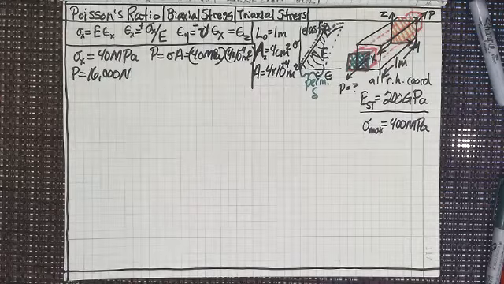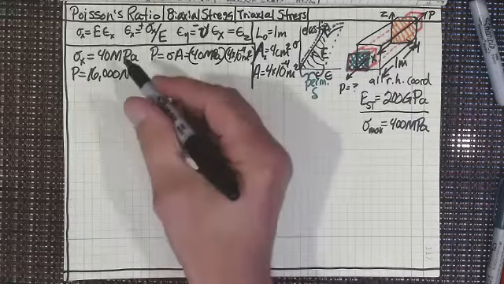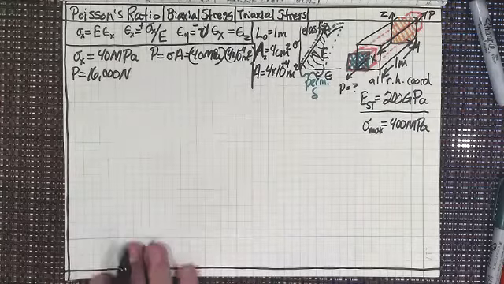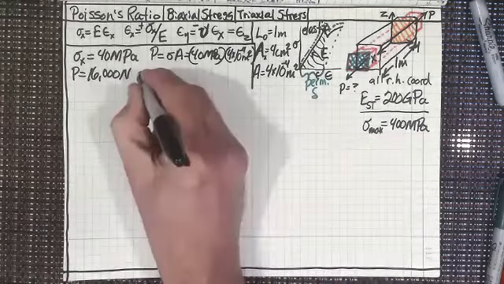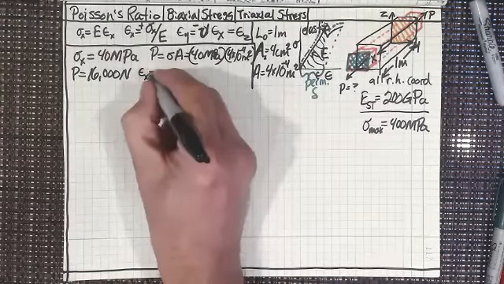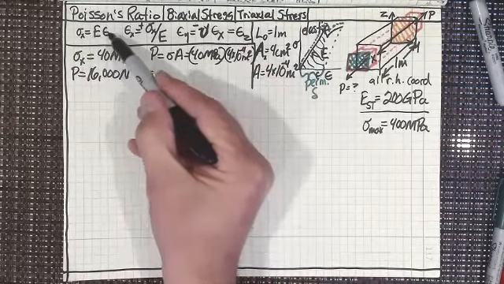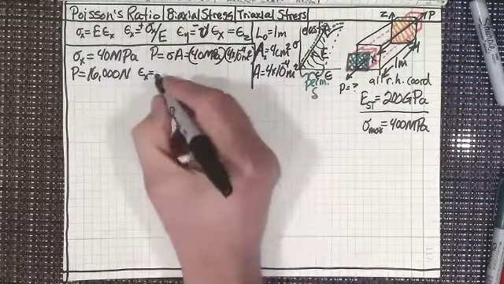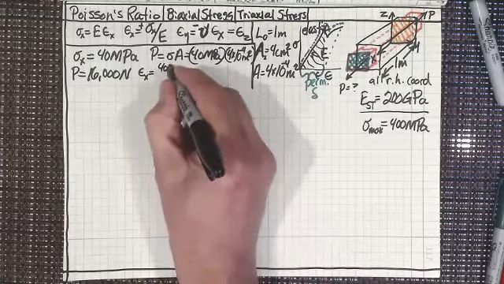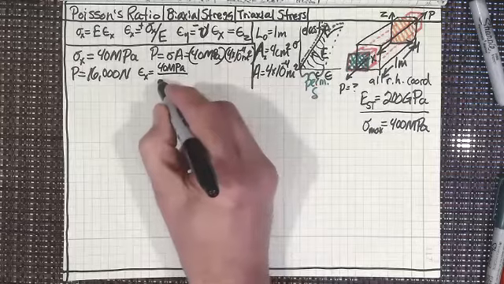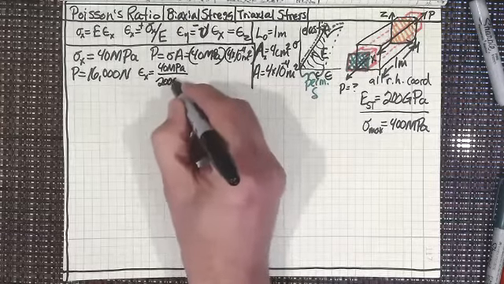I hope I did that right. I've got it written down here, so I'm pretty sure that I did that right. Okay, so we know what P is now. That was one thing that we wanted to figure out. We also wanted to figure out what the strain in the X direction was. Again, we can go right back up here. The strain in the X direction is just the stress divided by E. So I've got 40 megapascals divided by 200 gigapascals.